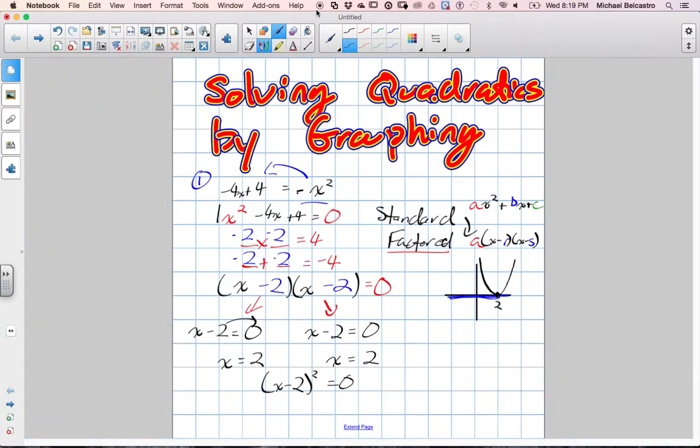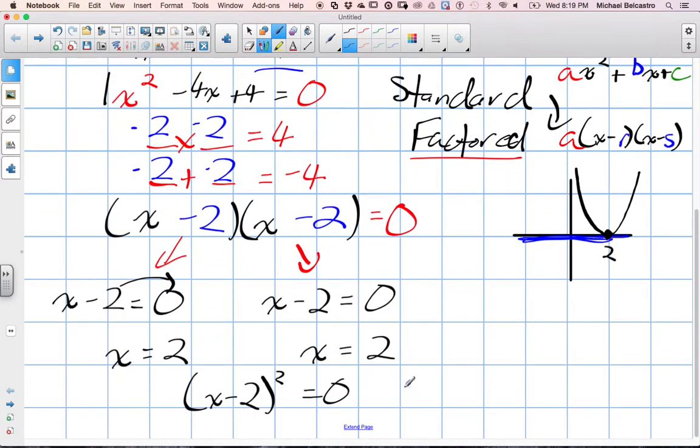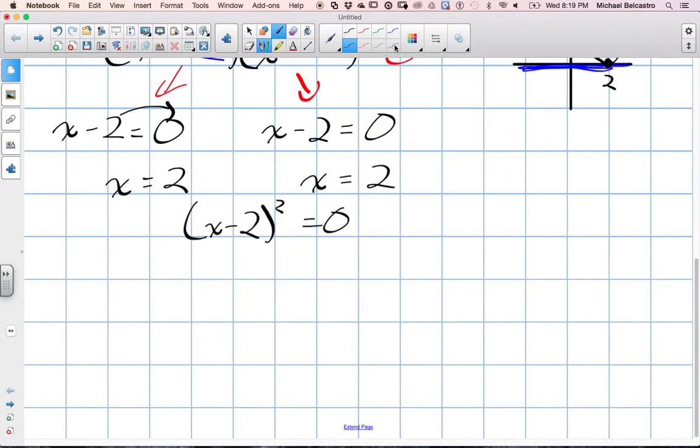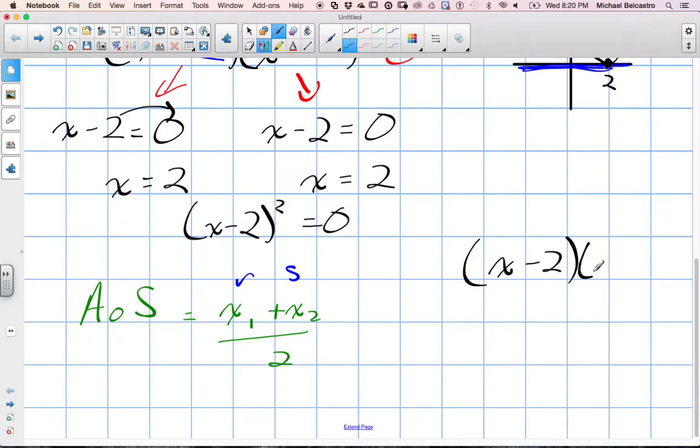Normally, when you have two x-intercepts, you have the r and the s. There's a little formula called the axis of symmetry. Have you ever seen this? You add the two x values, the x-intercepts x1 and x2, and you divide them by 2. They're sometimes called the r and the s if it's in factored form. And remember, we just had our factored form, x minus 2 times x minus 2, and either could be the r or the s.